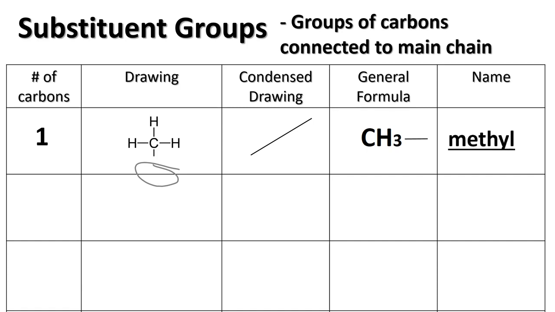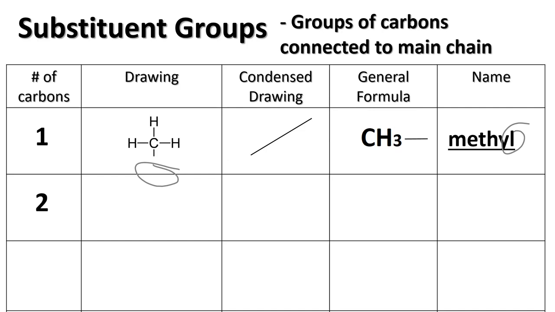Anyway, if you've got a CH3 unit, you're going to call it a methyl. Now notice our ending has changed. It's now yl. This stands for a methyl version. Methane would be a complete molecule. Methyl is an incomplete molecule. It's going to attach to another molecule to become complete.